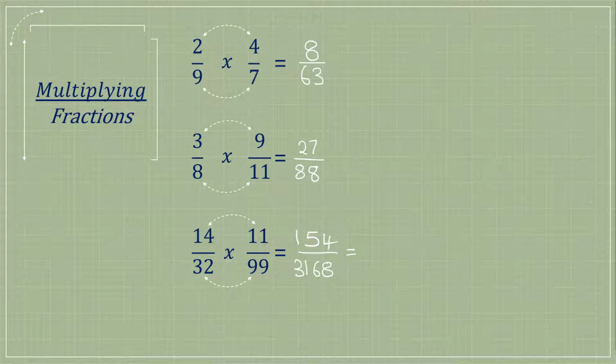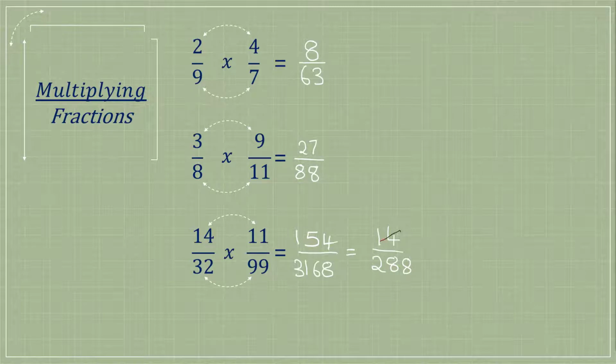If you've watched my divisibility rule video, you can easily identify if the answer can be simplified. And yes, these can be simplified. I know 154 and 3,168 can be divided by 11. 154 divided by 11 is 14. 3,168 divided by 11 is 288. As they are both even numbers, we can further simplify them.